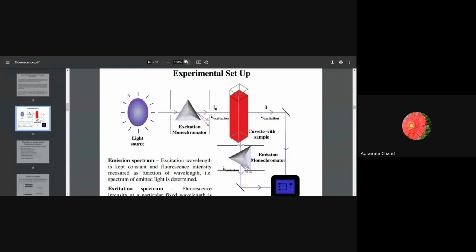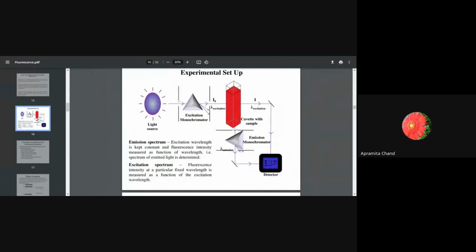So here is the experimental setup for the emission spectra and the excitation spectra. Two kinds of spectra can be measured for fluorescence, that is the emission and the excitation spectra. In the emission spectrum, the excitation wavelength is kept constant, and the intensity is measured as a function of wavelength. That is, the spectrum of emitted light is determined. For the excitation spectrum, the fluorescence intensity at a particular fixed wavelength is measured as a function of the excitation wavelength.